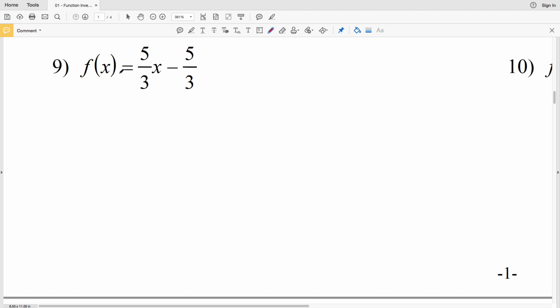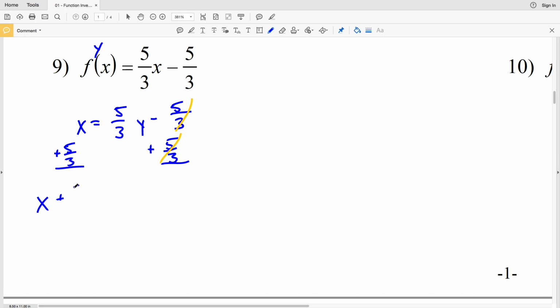For number 9, we have f of x equal to 5/3 x minus 5/3. So what I'm going to do is plug in y and then switch x and y. So we'll have x equal to 5/3 y minus 5/3. Now I'm solving for y. So I'll be adding 5/3 to both sides to get x plus 5/3 equal to 5/3 y.